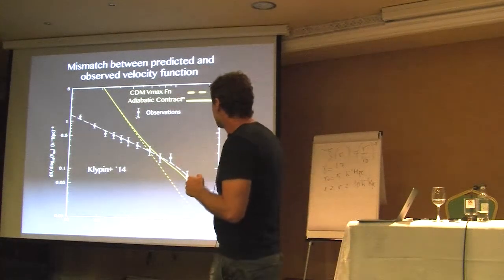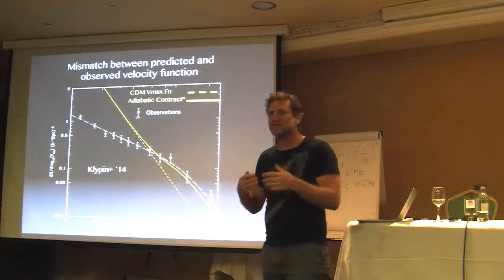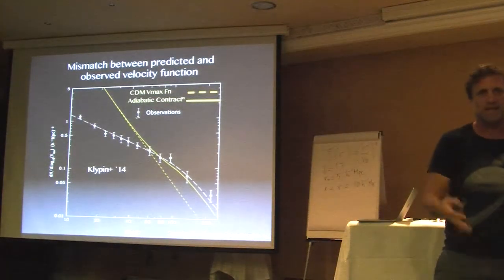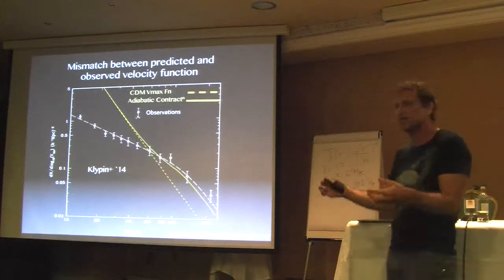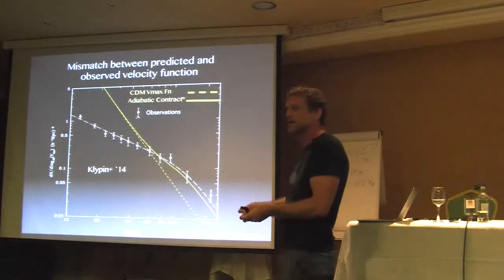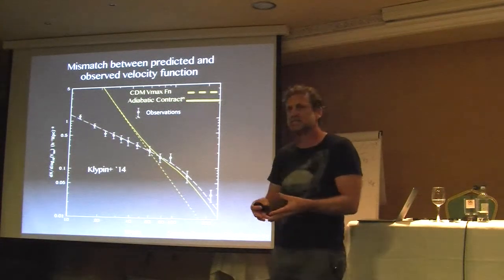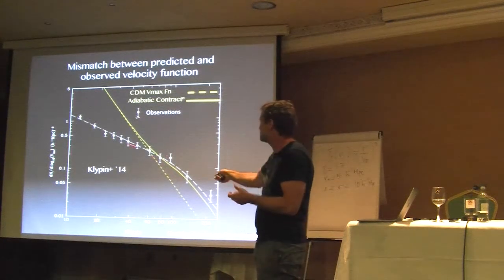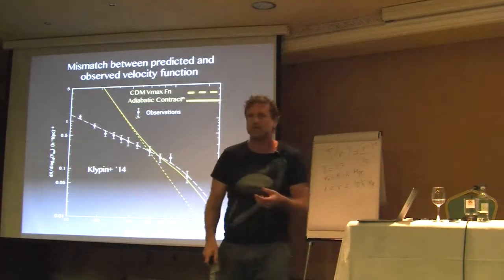At the high mass end, this can be explained by adiabatic contraction, which is what Claudio said again. It's the cooling of the gas to the centre of the halo, pulling in the dark matter and making it more dense in the central region, increasing the velocity, and we can explain this high mass end. But there's a big discrepancy down here at the low mass end again.